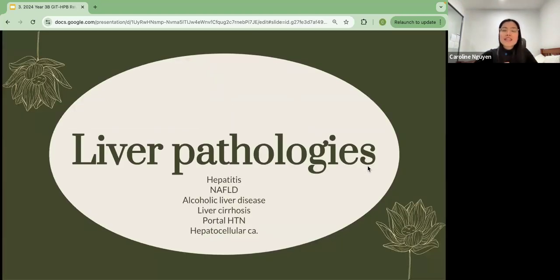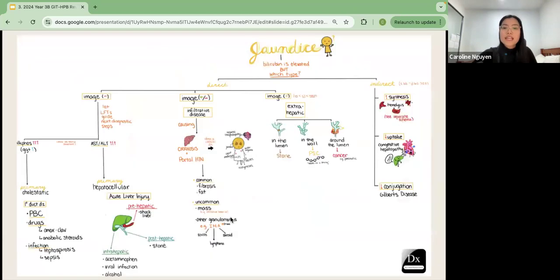Okay, so now we're done with gastrointestinal. Let's move on to liver pathologies. The most important ones here are going to be liver cirrhosis, and by attachment, things related to it, as well as the hepatobiliary things later. So jaundice. Jaundice, you can go through this. This is a way to look at jaundice.